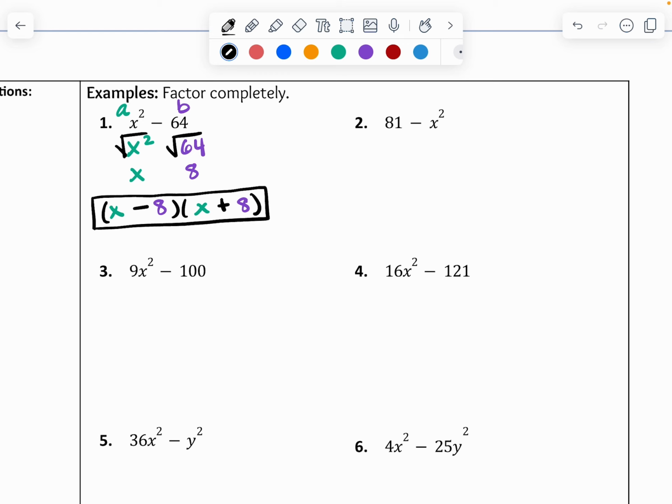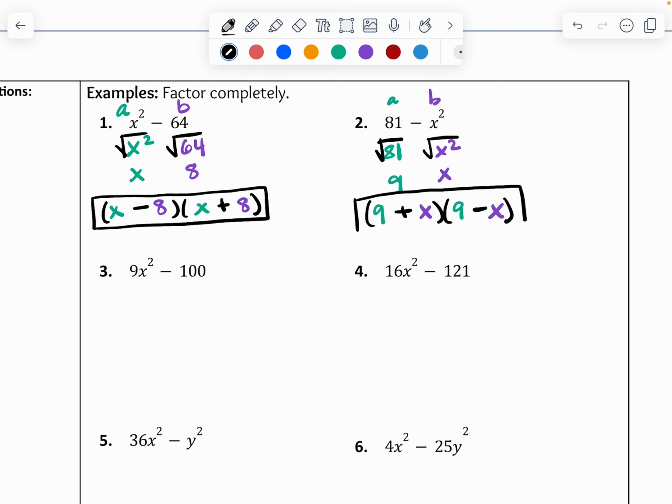Let's look at number 2. We'll have 81 a and x squared b. Take the square root of 81. That's 9. And the square root of x squared is x. So don't change the order of a and b. That's very important. So we have 9 and x. And we'll make this one plus first and then minus. So the order of plus and minus does not matter, but a and b must stay in their same positions.